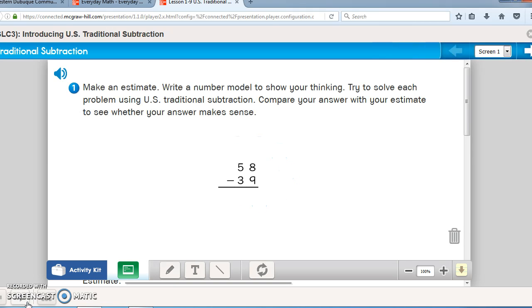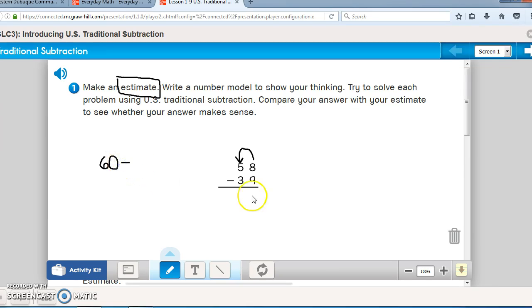So make an estimate. Remember, the word estimate means that you're going to be rounding numbers. And it says write a number model to show your thinking. All right, so let's take a look at it. 58. The 8 tells me that I need to either leave that 5 alone or make it go up 1 place value. Well, 8 is 5 or above, so that makes that 5 go up 1 to 6, so my new rounded number is 60.